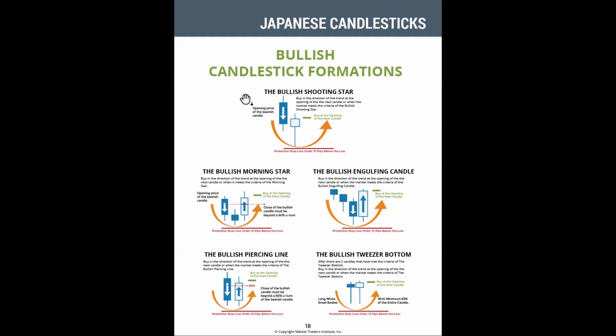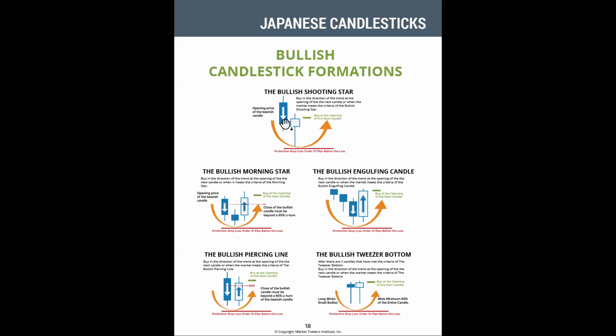So the market is coming down, and then a candlestick formation forms. There's going to be a reversal. Every candlestick formation gives you a reversal. They turn the market. So the first one here is the bullish shooting star. When you see the bullish shooting star, anytime it appears, the market is going to turn.